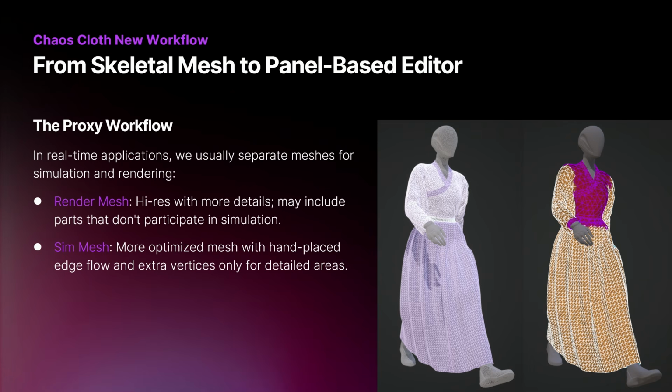Because the model I just showed is pretty simple, I actually skipped one important step, which is separating your render mesh and your simulation mesh. In real-time applications, what we render and what we simulate are often based on different meshes. The render mesh has more details, and it often includes parts that don't need to simulate, like pockets, zippers, or small decorative parts. The sim mesh, on the other hand, usually prefers a cleaner and more uniform topology, and we usually need to cut down the poly count heavily.